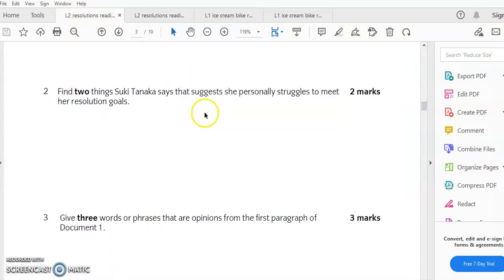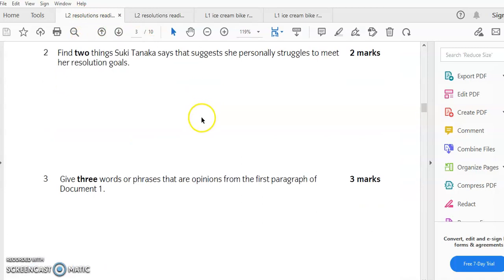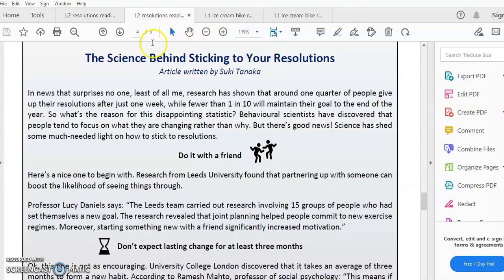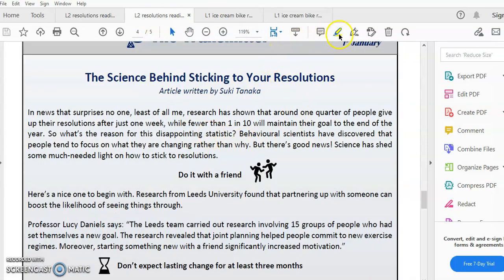And of course, another way they may choose to present this is very similar to level 1. They may just straight out ask you for 3 words or phrases here that are opinions, or 3 words or phrases that are facts, in this case opinions. And again, from the first paragraph of document 1, we go through and we look for where an opinion is stated. And again, news that surprises no one could be one. That's somebody's opinion. That's her opinion.